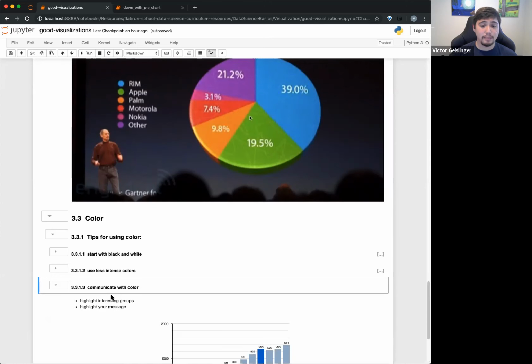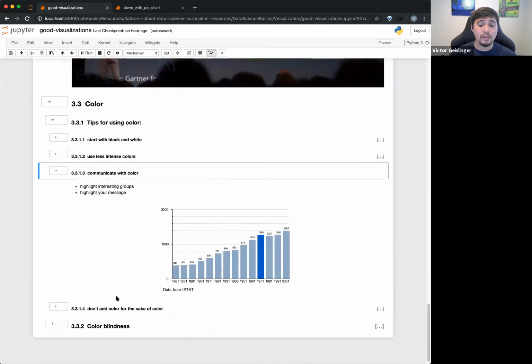Okay, and the next thing is to communicate with color. One thing you can do to communicate with color is to highlight interesting groups. So here, for example, this dark blue is emphasizing: look at 1971. This is what I'm going to be talking about, for whatever they're looking at or talking about. They want you to emphasize this point. You can also use this to highlight your message. Say, look at this part, maybe there's some reason why you want to do this part.